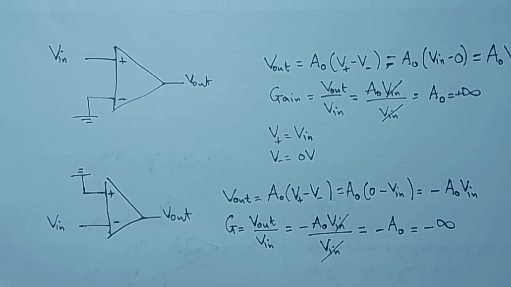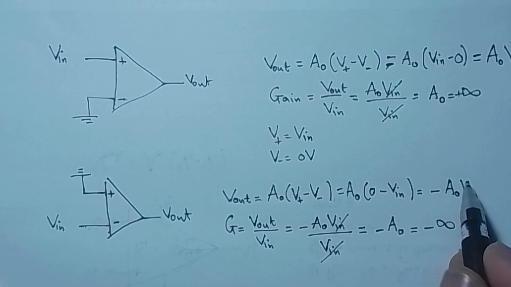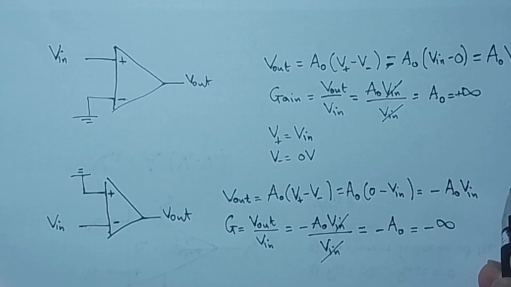Whereas if the opposite happens, that is, if the V in is less than 0 volt, when we connect to the negative terminal, then the output ideally goes to minus infinite, because if the gain is minus infinite, the gain times the input will be minus infinite. Alright?